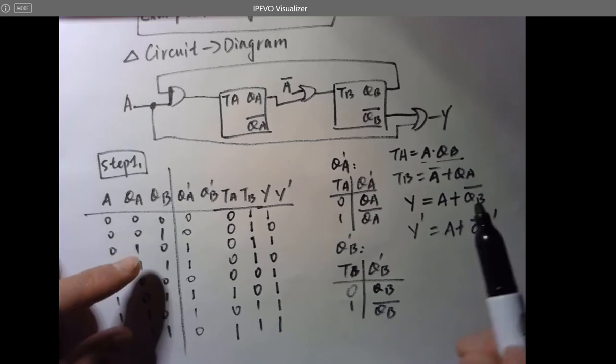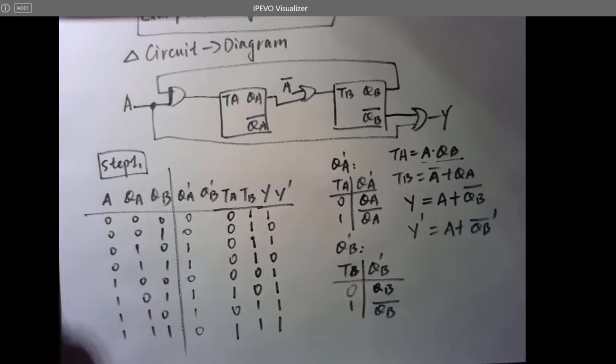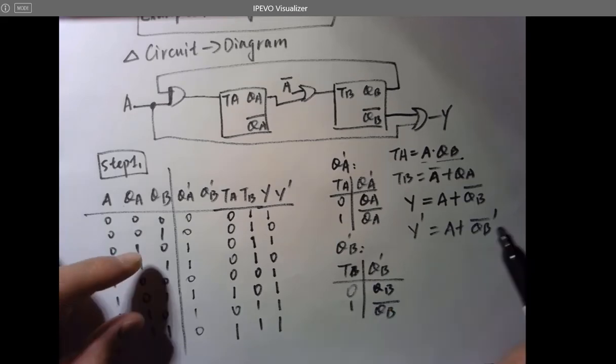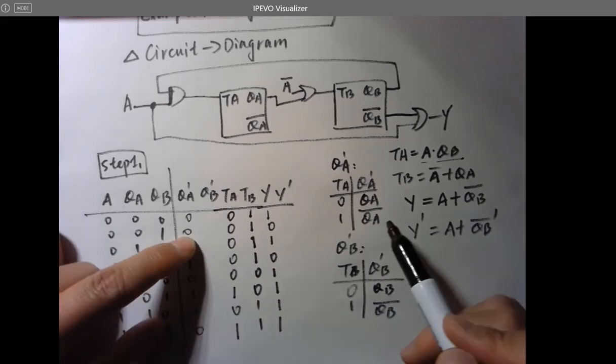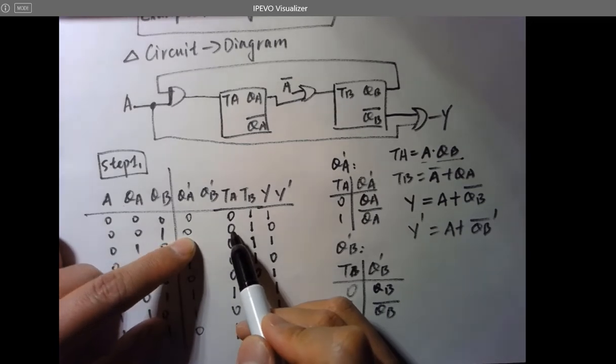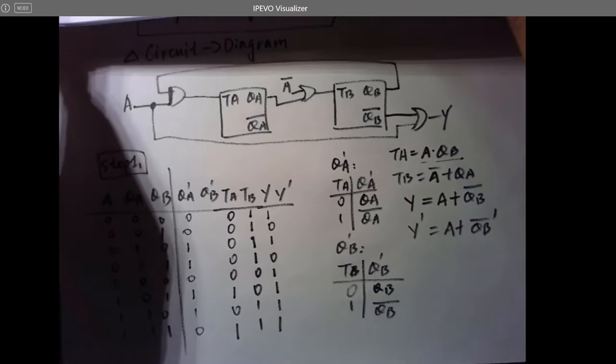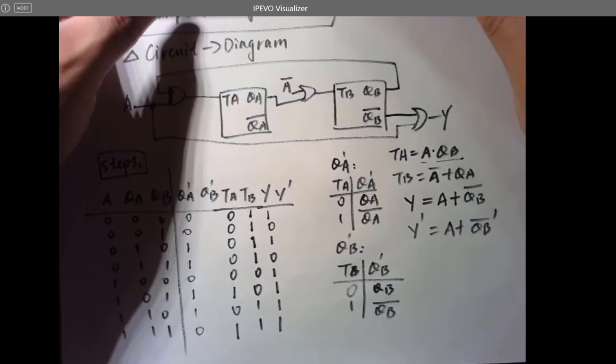Wait, the second should be 1? No, it's 0. TA. Why did I put a 1 in my notes? That's not right. All right, never mind. It should be 0, right? Because QA prime is a T flip-flop. So when TA is 0, it should memorize the previous state. So I think I made a mistake in my notes. So this should be 0. Sorry. Okay.